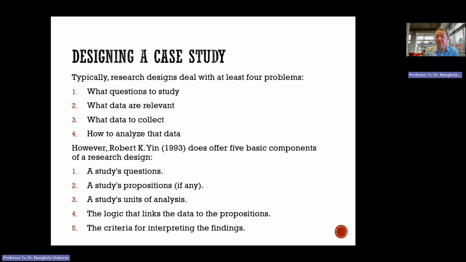However, Robert K. Yin in 1993 offered five basic components of research design. One is the study question, as I said, the issues. Then study propositions. Sometimes we call them assumptions or hypotheses. Then the study's unit of analysis: how you are going to analyze the data, what the parameters are, what the checklists are, what standards you are using to analyze the data. That we call the unit of analysis.